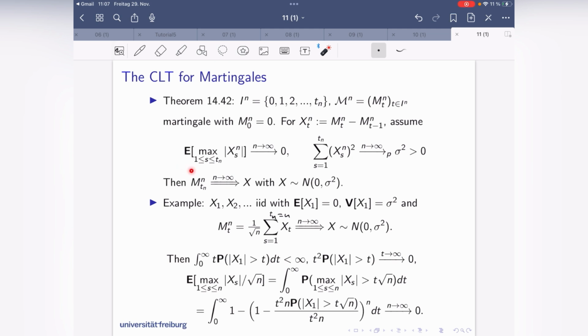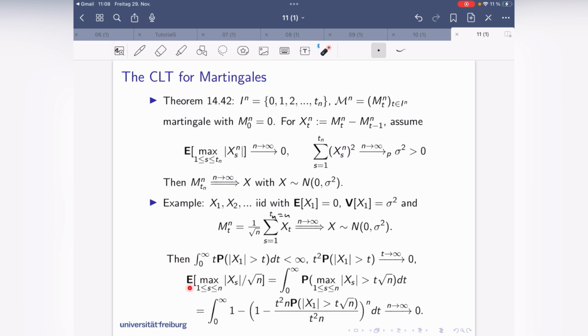So we would have to show the two things here. Well, the second thing is okay anyway, because that's the law of large numbers. The difference squared is Xt divided by square root of n, squared. I'm summing over all these from 1 to n, so Xt squared divided by n converges to the variance of X1, which is sigma squared. So that's okay anyway. And for the first thing, the maximum has to go down to 0 in L1.